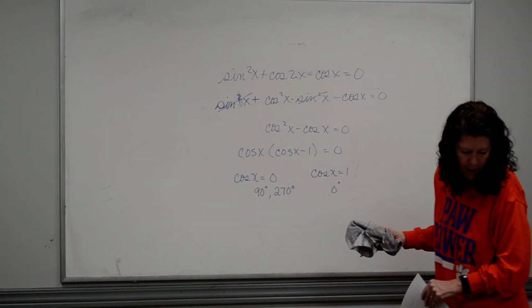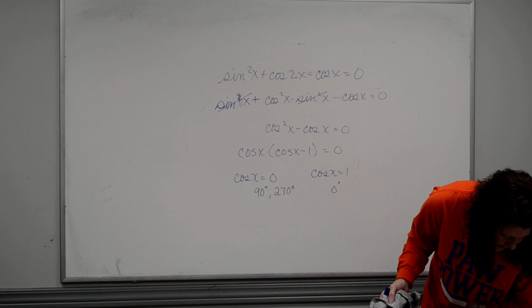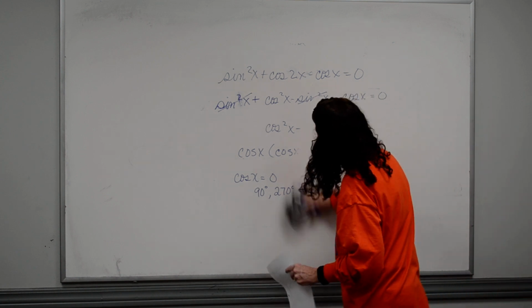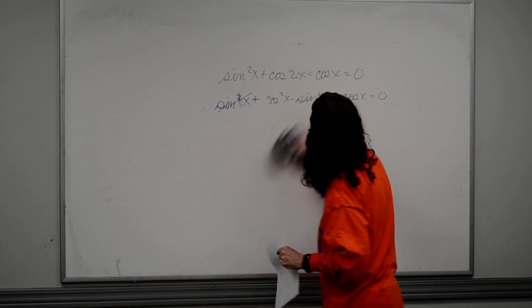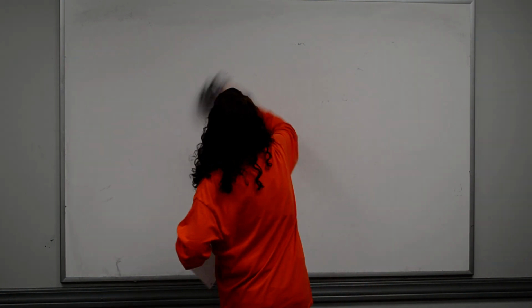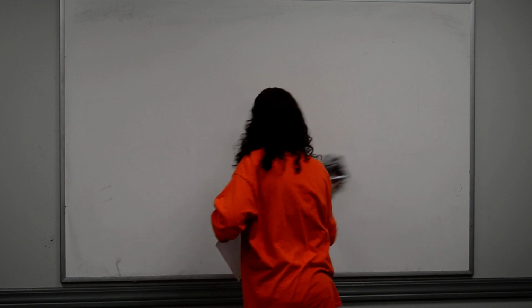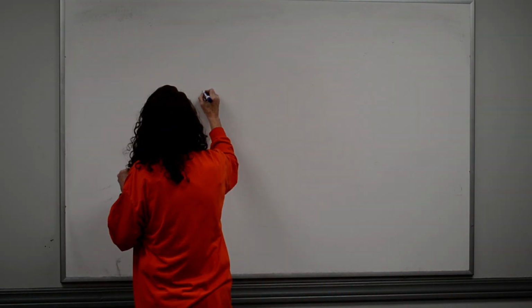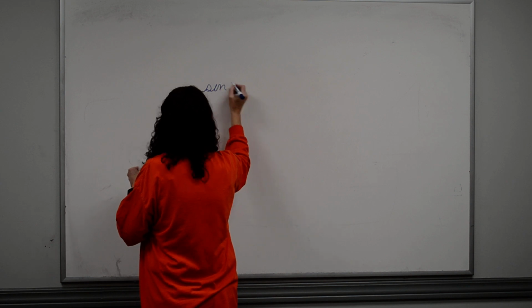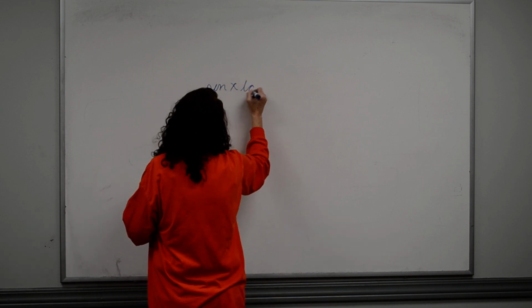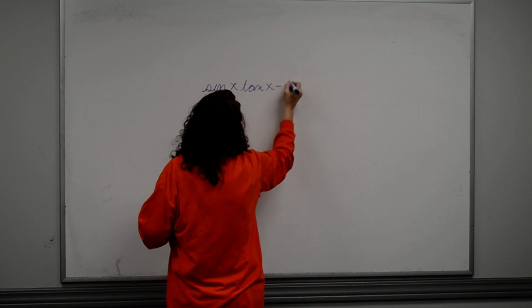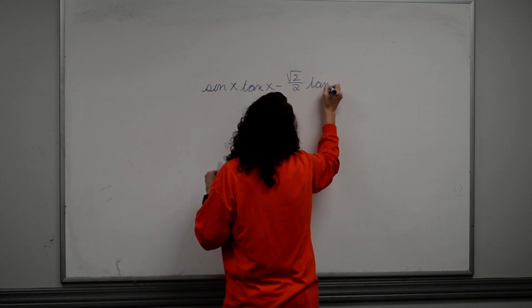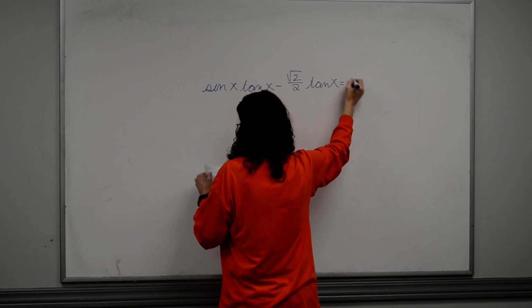Number 37 changes things up and says solve for all real x's. So then you're not limited to the 360 degrees. You are wanting to make an equation that accounts for all answers. So here's what I have. I have the sine of x times the tangent of x minus the square root of 2 over 2 times the tangent of x equals 0.